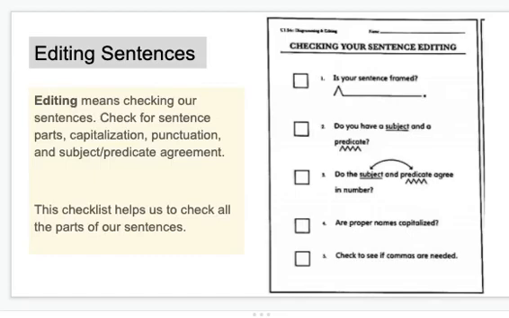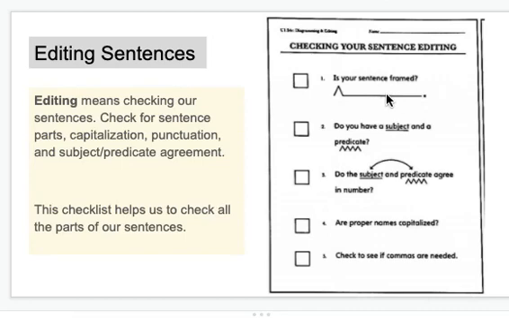Not only can we diagram sentences by marking up each part, but we can also edit our sentences. Editing means to check your sentences. Check to make sure that you have all of the sentence parts, correct capitalization, punctuation, and that your subject and predicate words agree. This checklist helps us to remember to look for all of these important parts in our sentences.